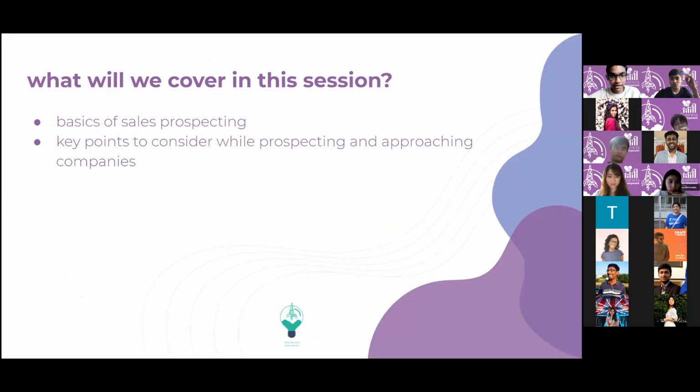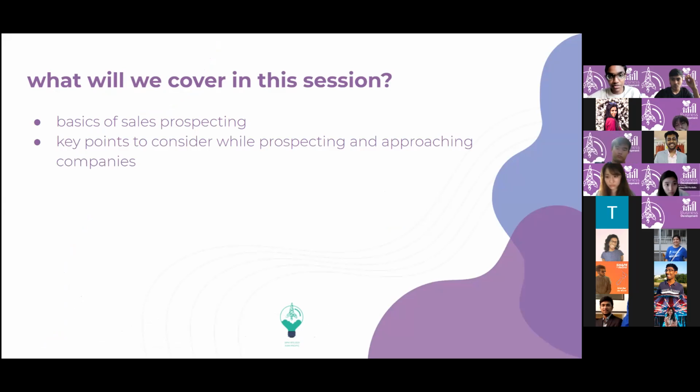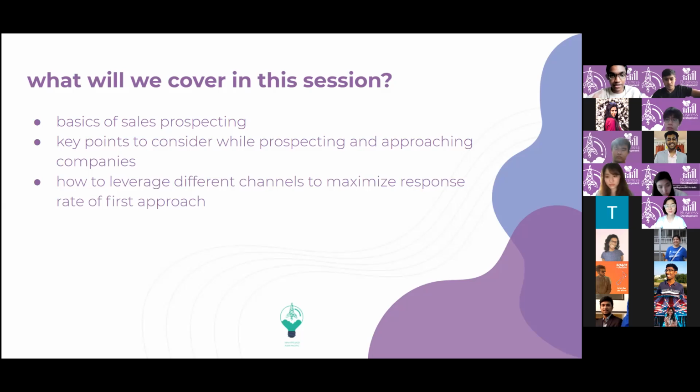And then we're going to talk about what are the key points to consider while prospecting and also approaching companies. Of course, everyone knows different channels, different ways to reach out, but there are some other key considerations and key factors you need to really think about. So that's something we're also going to touch on. And then it's going to be on how to leverage different channels to maximize the response rate of first approach.